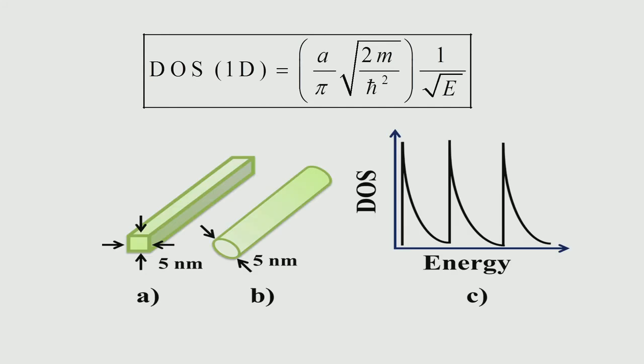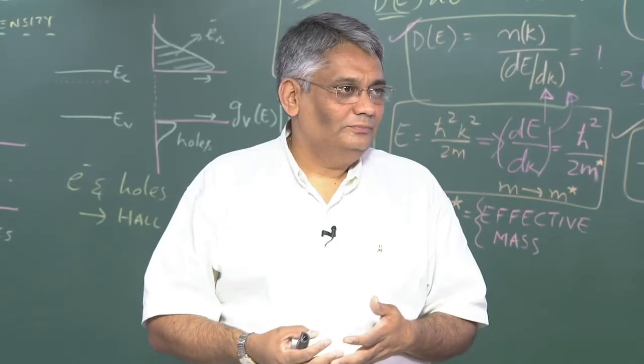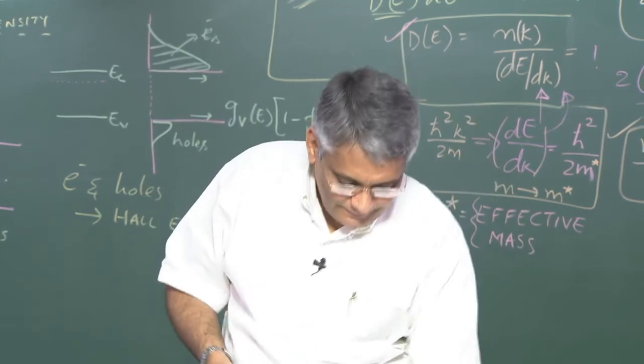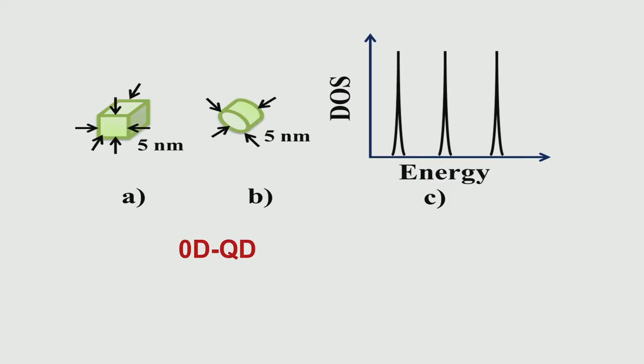Now, when you come to the one-dimensional system, where the density of states goes as 1 by root of E, this is what you see. The examples of a one-dimensional system, you can call them quantum wires. In a one-dimensional system, you have two of the dimensions in the nanoscopic regime. So, the density of states shows this peculiar behavior, and in the case of the zero-dimensional system, the density of states versus energy looks almost like a delta function. That's what it is.